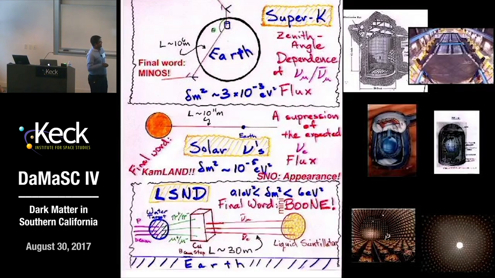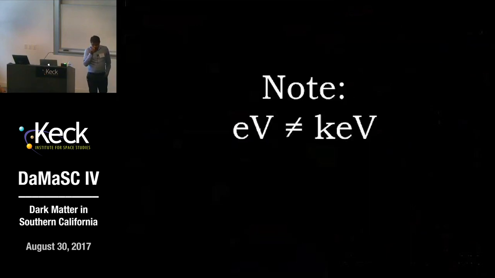So three different mass scales, that means you have to have more than three different neutrinos in order to produce three different mass scales. So you have to have a fourth neutrino, and it would have to be sterile just from particle physics.